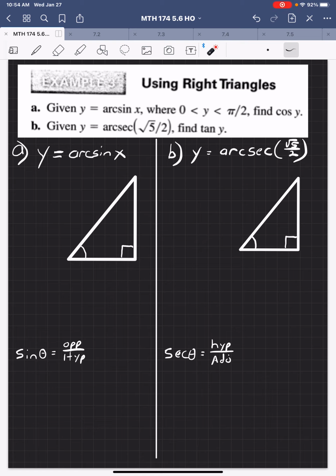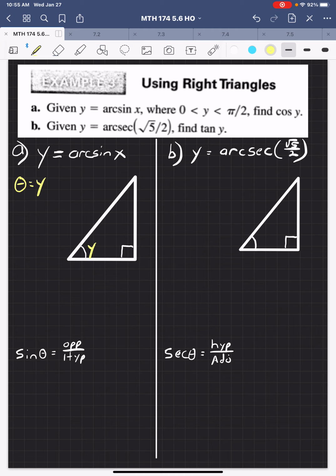All right. So can you and I agree that if you're going to use the arc sine button, if you're going to use the sine inverse button, then what you're going to get back out is an angle, right? That's the point. So in this case, the angle is y, right? Arc sine is y, so therefore y is the angle. So here is our angle.